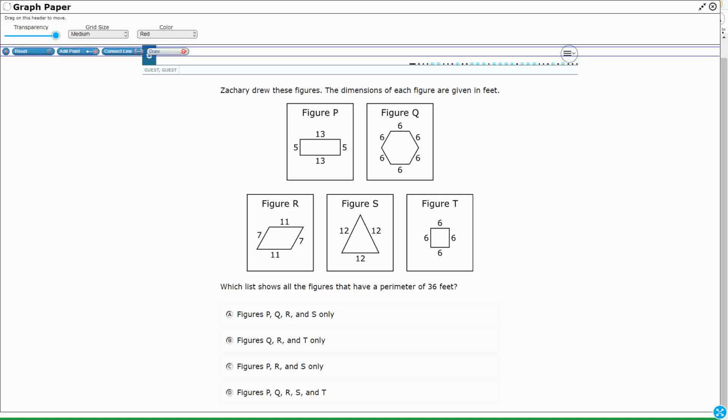So Zachary drew, looks like 5 figures. And we've got the dimensions given to us in feet. So we have the numbers here, but they're each in feet. And which list shows all the figures that have a perimeter of 36 feet?